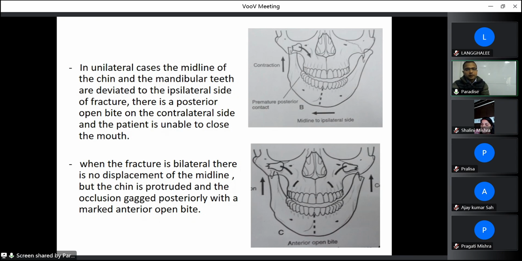In case of unilateral fracture, the midline will be shifted to the same side. There will be premature contact on only one side. On the other side, there will be open bite. But in case of bilateral fracture, there will be premature contact on both sides, and there will be anterior open bite. Midline is not shifted.